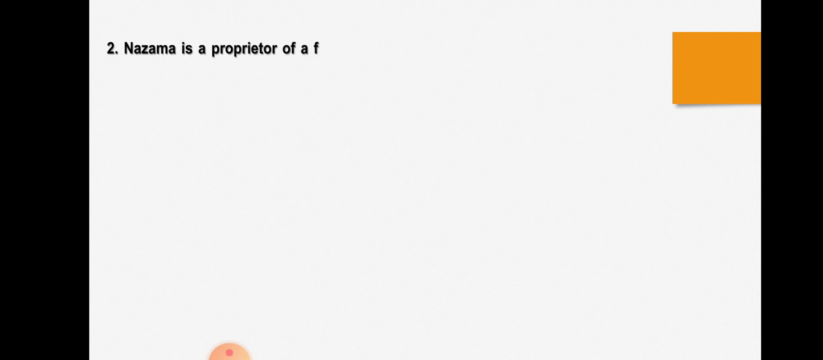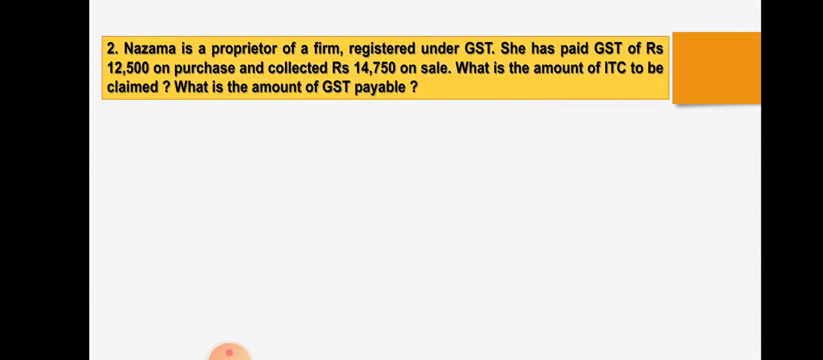Nazma is a proprietor of a firm registered under GST. She has paid GST of rupees 12,500 on purchase, which means this is an input tax, and collected rupees 14,750 on sale, which means this is the output tax. So you have to find out the amount of ITC to be claimed, meaning input tax credit, and the amount of GST payable. So we have the formula to find GST payable: output tax minus input tax, and ITC is your input tax.